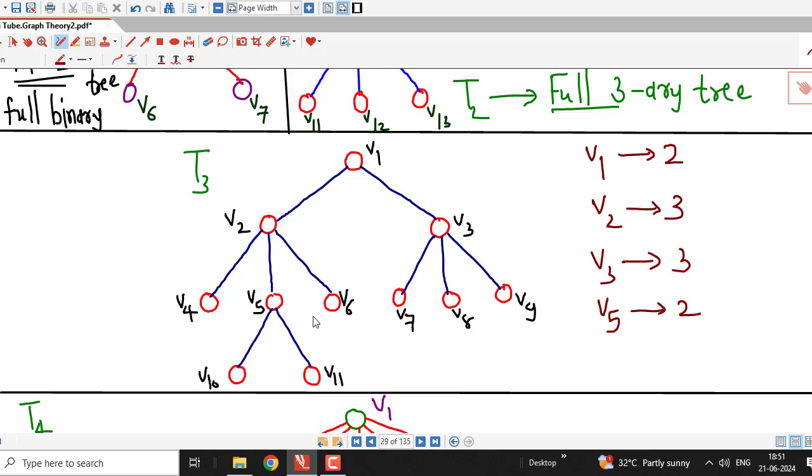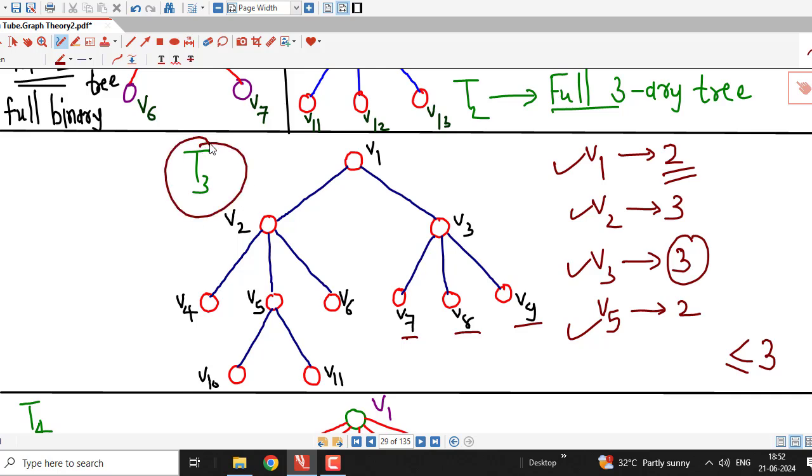V5 has 2 children. V6 is not an internal vertex, it has no children. And similarly V7, V8, V9 are also not having any children, therefore they are not internal vertices. And here we can see that the maximum number of children is 3. So all the vertices are having at most 3 children for this rooted tree T3. Therefore this is a 3-ary tree.